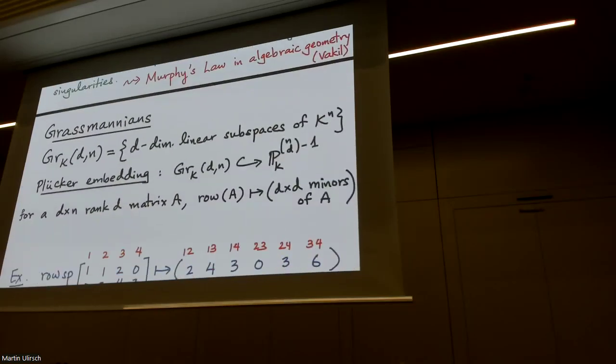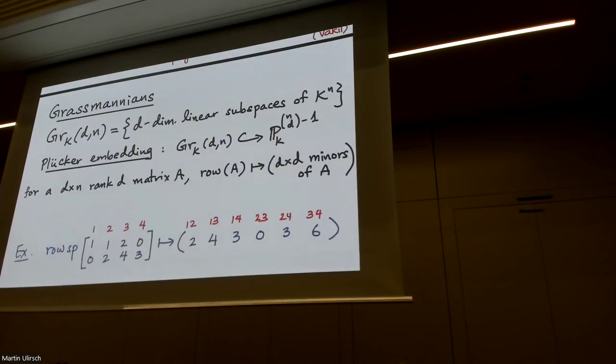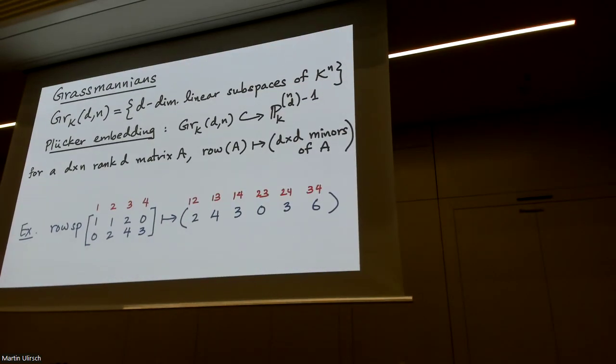Yeah. All right. Now I want to look at another object that we may want to look at through a tropical lens in a couple of minutes. These are Grassmannians.